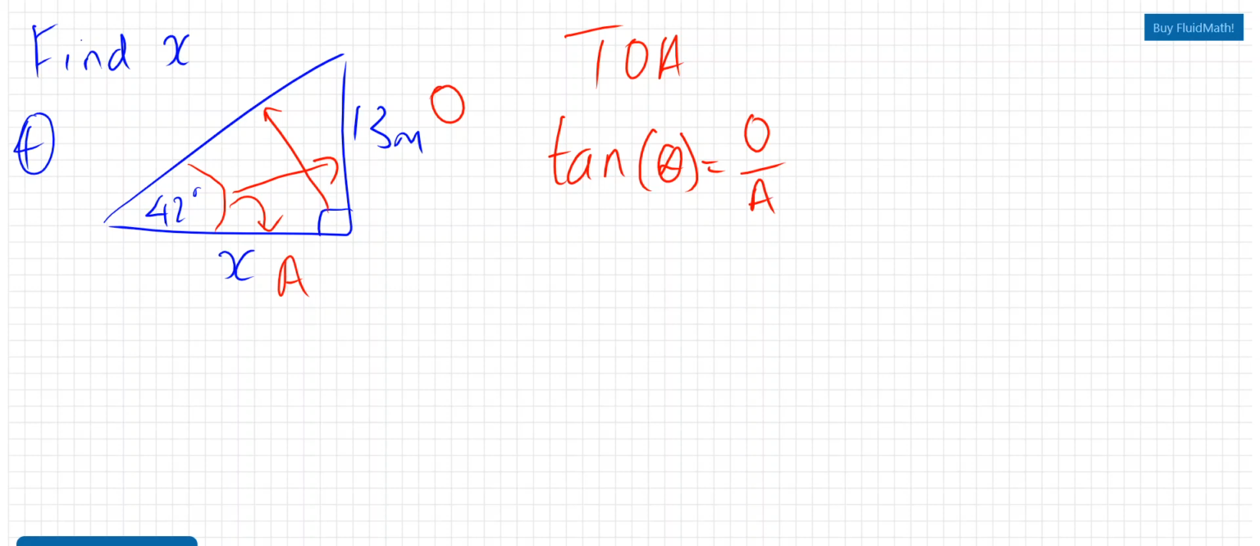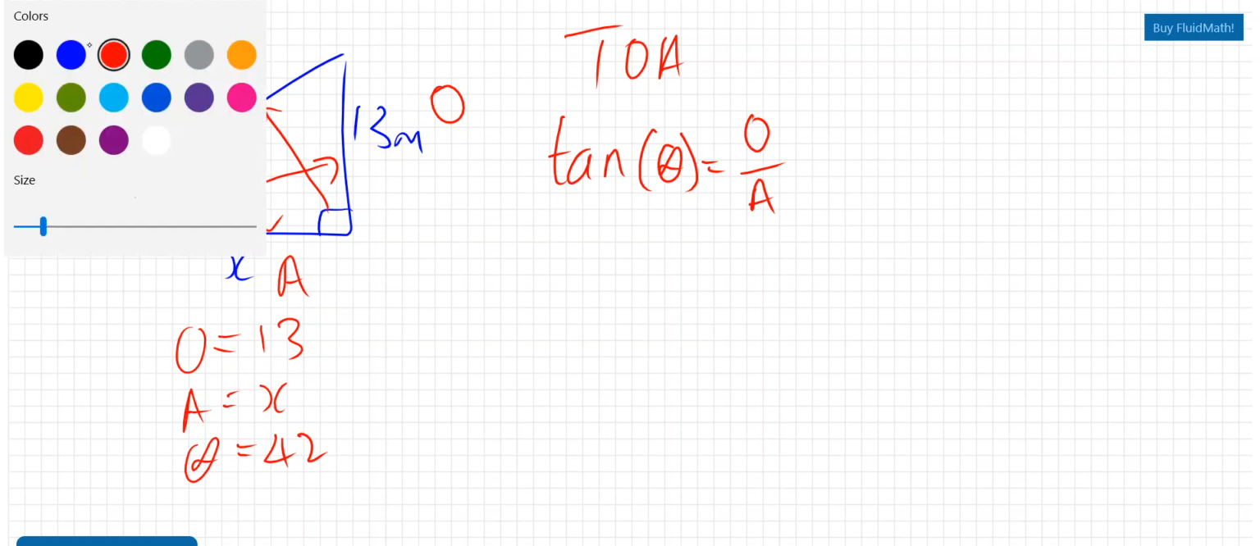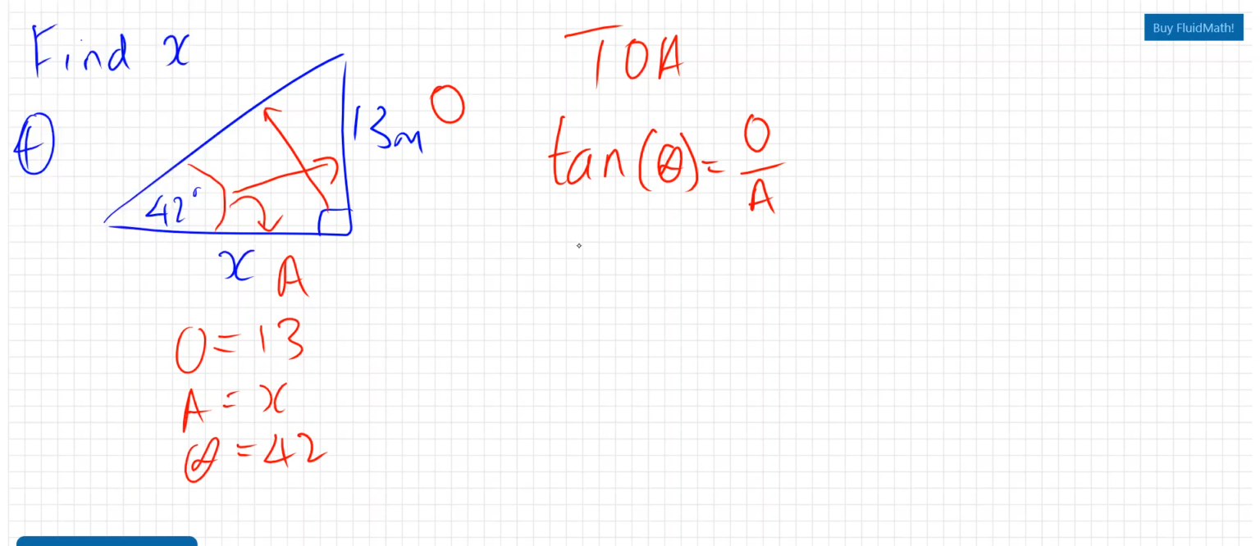Okay, now let's state our variables. So O is going to be 13, A is going to be X, and my angle is going to be 42. Nice and clear. Okay, so let's substitute the values in. So tan, the angle is 42, is equal to opposite, O, which is 13, over A, for adjacent, which is X.